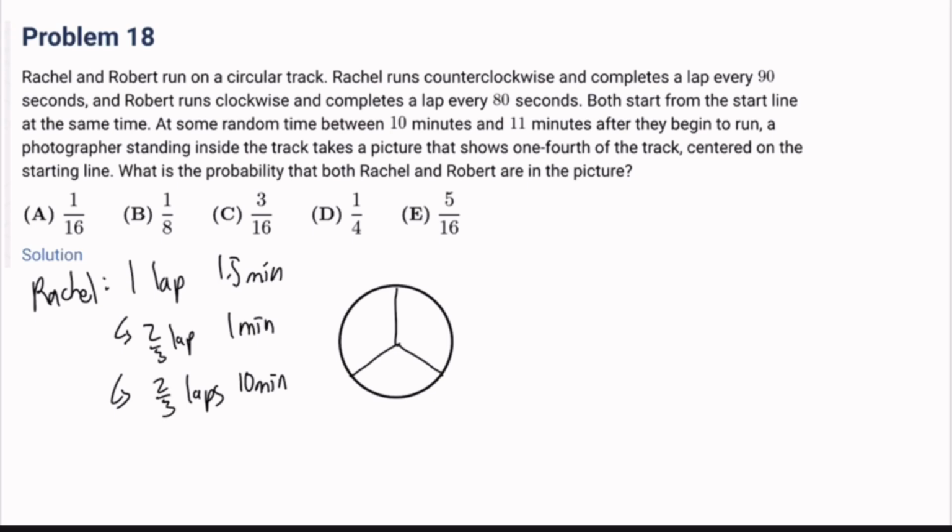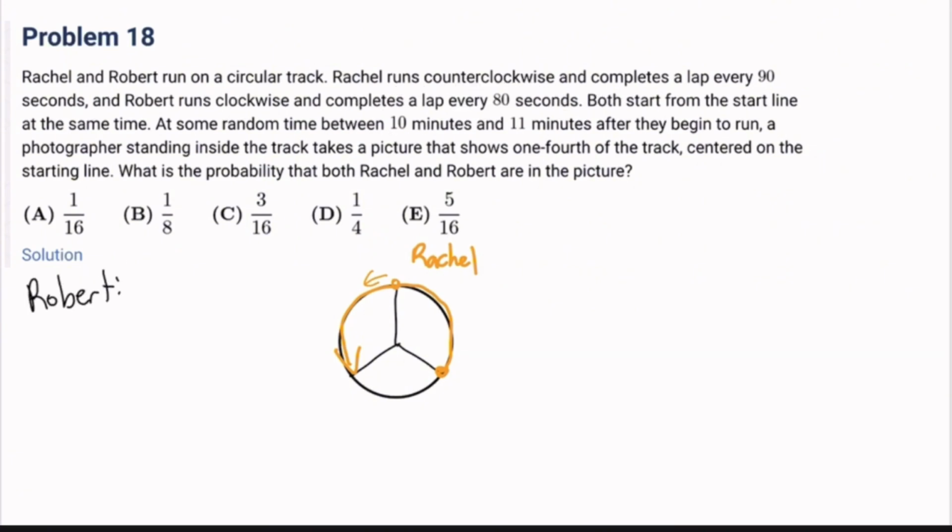So she is going to start here and then run like that, 2/3 laps. That's starting from here, and in the 1 minute more, she goes 2/3 laps. And so that means she will go from here this much, that much for her lap, from here all the way to here, like that. So this is Rachel. And then now we'll look at Robert.